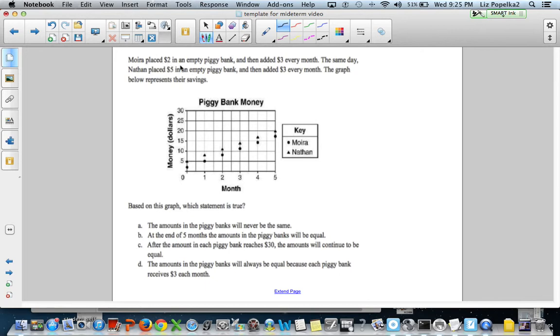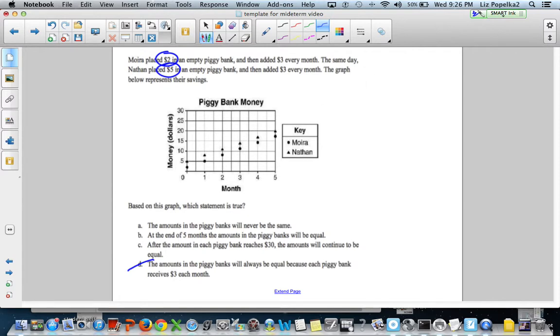So now we've got Moira placed $2 in an empty piggy bank and then added $3 every month. The same day, Nathan placed $5 in an empty piggy bank and then added $3 every month. The graph below represents their savings. Based on this graph, which statement is true? So let's see. The amounts in the piggy banks will always be equal. Well, you can tell from the graph that amounts are never equal. I mean, even when they started, she started with 2, he started with 5. So they weren't even the same when they began. So that's not right.